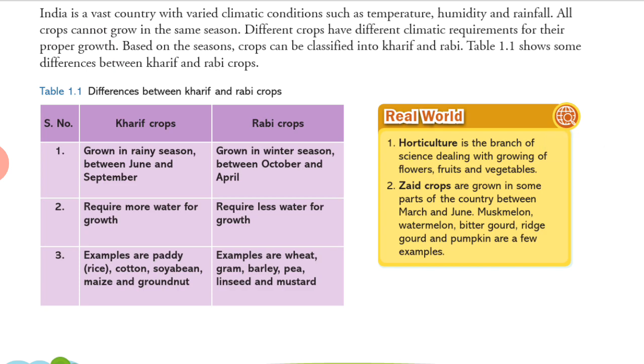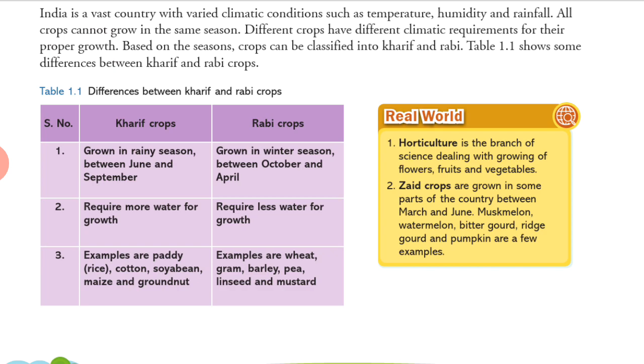The first difference will be the time or the season in which they are grown. Kharif crops are grown in rainy seasons between June and September, and Rabi crops are grown between October and April.